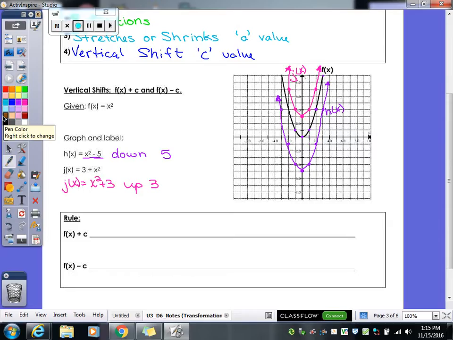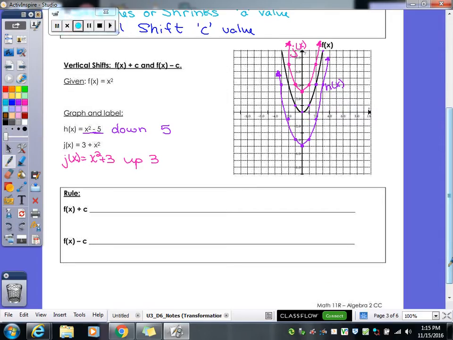So then our little rule to fill in down here. If we add a number at the end, you move up that many units. So they're using the letter C, so you move up C units. If you subtract it, that means you're moving down that many units. Now I show you this too because they love to use this notation. They'll talk about two functions and they'll say the second one is the first function plus a number. So you got to remember that means you're moving it up.